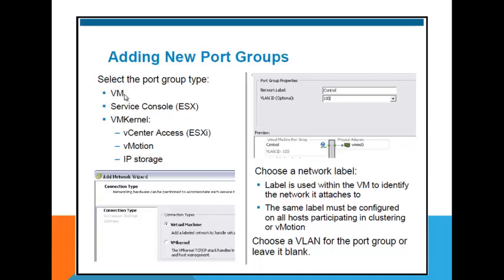VMs for traffic, service console for control, VMkernel for management. Which one do I want to have? I can choose one of these, and then I can give a port group name and a VLAN number. When I do that, I'll see that immediately in the pictorial representation.